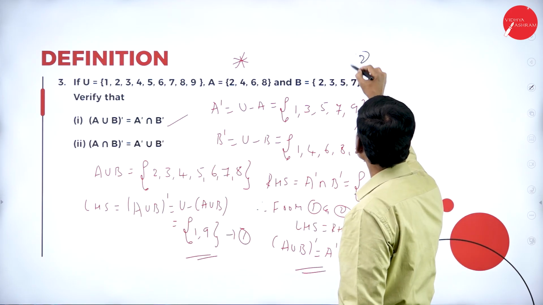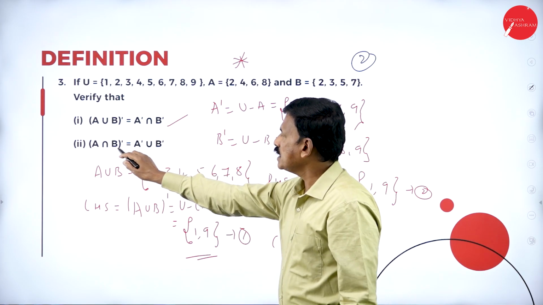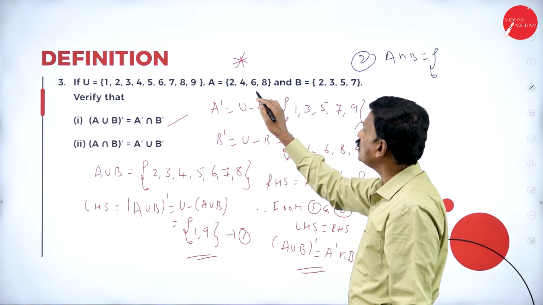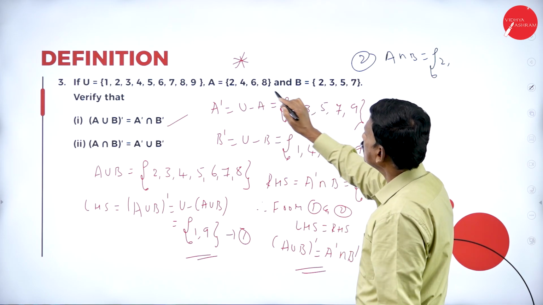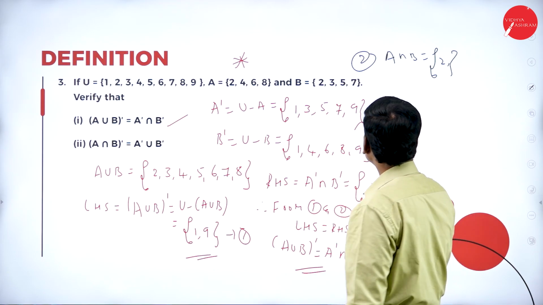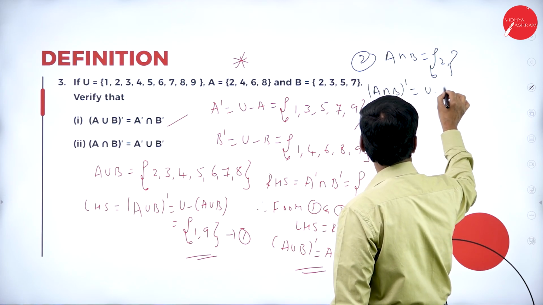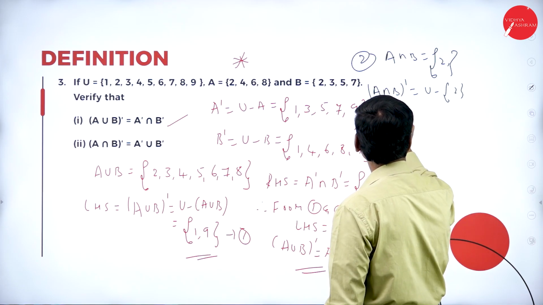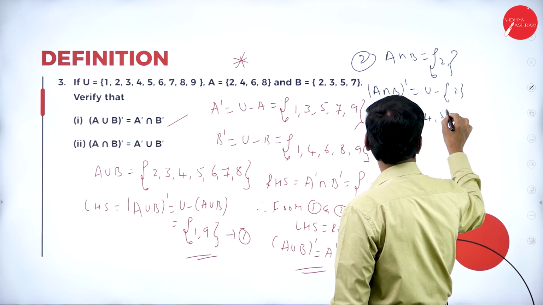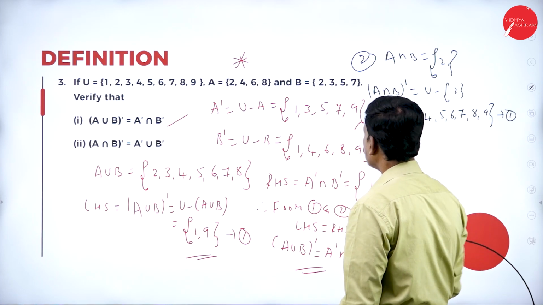For the second one, we already have A dash and B dash. First find out A intersection B. What is common in A and B? Only one element, that is 2, is common. Now what is (A intersection B) dash? This is U minus this element, that's nothing but everything other than 2: 1, 3, 4, 5, 6, 7, 8 and 9. Let us represent this as equation number 1.